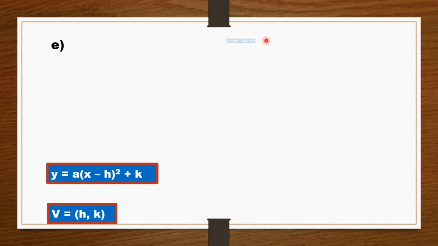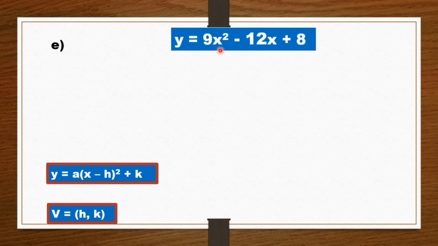Problem E. y equals 9x squared minus 12x plus 8. Take 9 as a common factor of the equation. So if we multiply 9 to each term inside the parentheses, the result is also this. Reduce negative 12 over 9 as negative 4 over 3. So this is now the new equation.